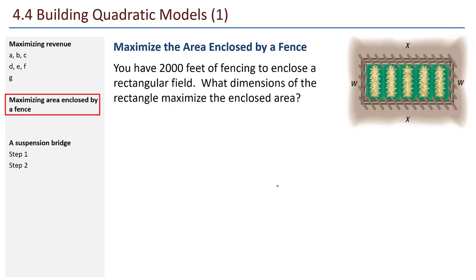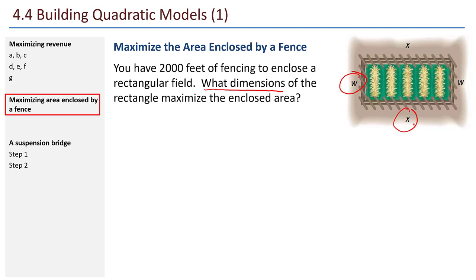Another example. Maximize the area enclosed by a fence. You have 2,000 feet of fencing to enclose a rectangular field. What dimensions of the rectangle maximize the enclosed area? What we're asking for are the dimensions. A rectangle has basically two dimensions. It has width and it has length. Let's call the width W and the length X.